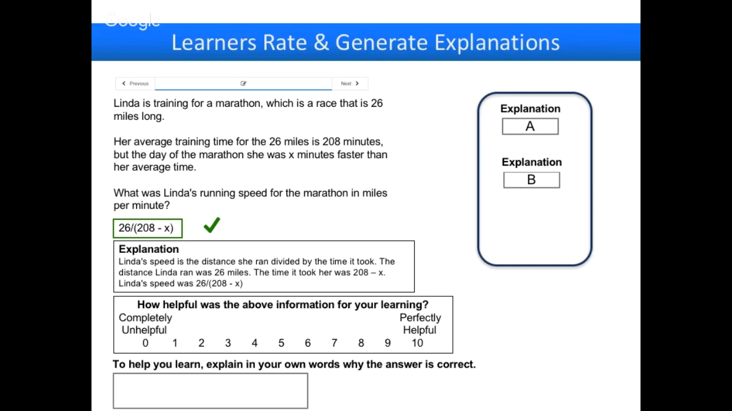Then we told them to help you learn, explain in your own words why the answer is correct. So I hope you don't think we're tricking them. We showed in the previous study, it does help you learn to explain why your answer is correct. So it helps them reflect. But they're also helping us, right? Or they're helping their friend. Because if their explanation was longer than 50 characters, and they checked a box saying it would be helpful to someone else, then we added it to our pool. And so it became part of this experiment to give new students the explanations.